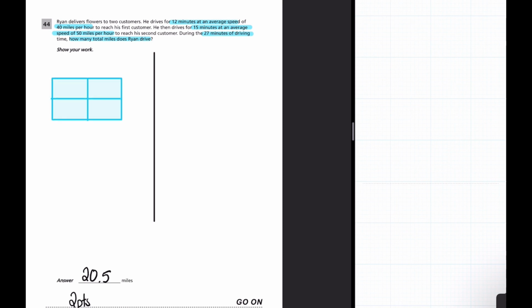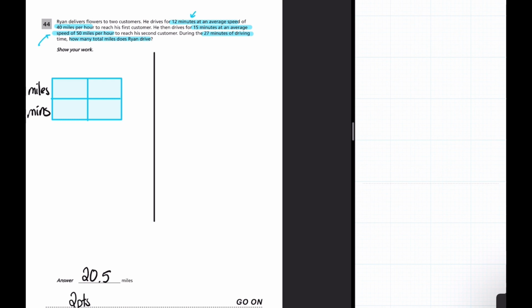And I'm going to change 1 unit. So he drove for 12 minutes at 40 miles per hour. So notice that I have minutes and hours here. So I got to make a decision. I'm going to use miles and minutes, not miles per hour, because I have minutes in my units.